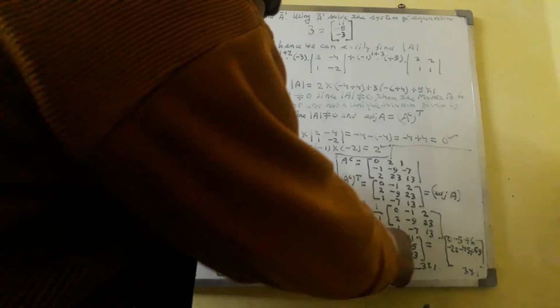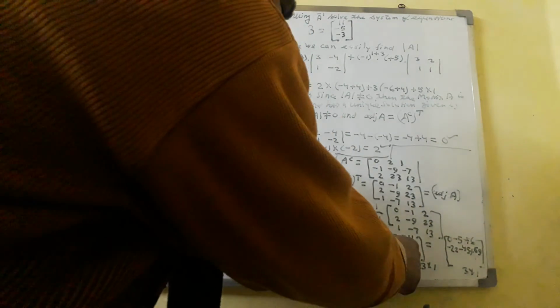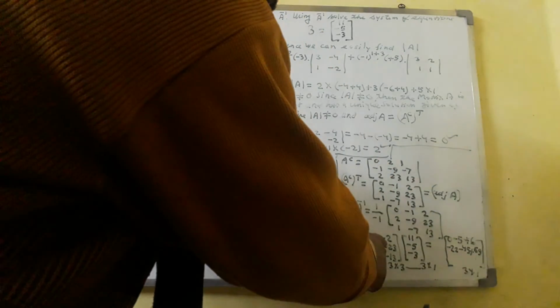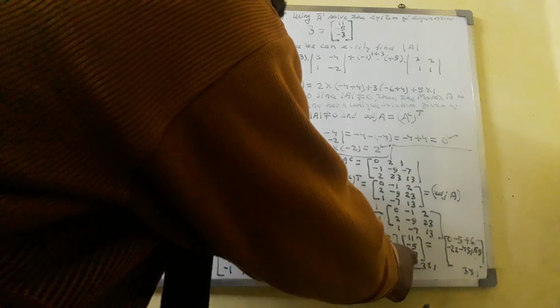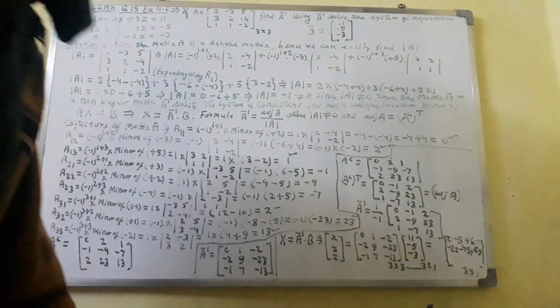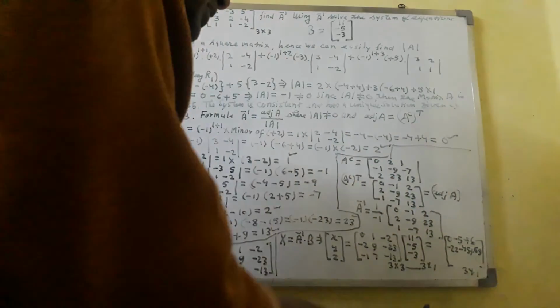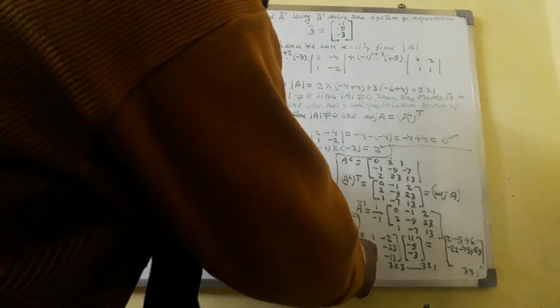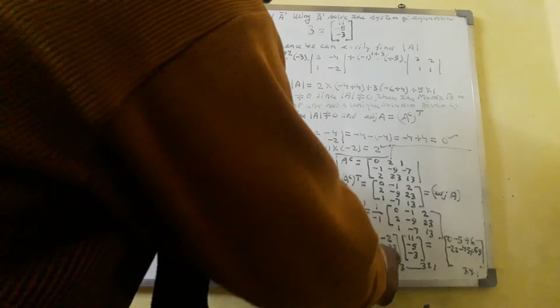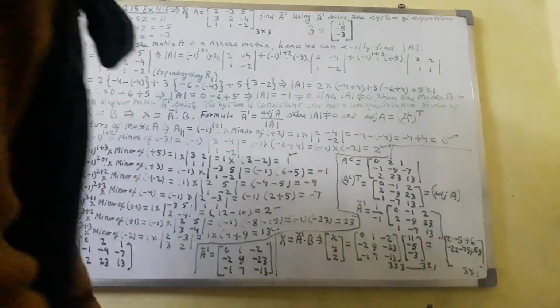Zero will multiply to 11 comes out to 0. 1 will multiply to minus 5 comes out here minus 5. And minus 2 will multiply to minus 3 comes out here plus 6. Minus 2 will multiply to 11 comes out to minus 22. Plus 9 will multiply to minus 5 comes out to minus 45. Minus 23 will multiply to minus 3 comes out to plus 69.